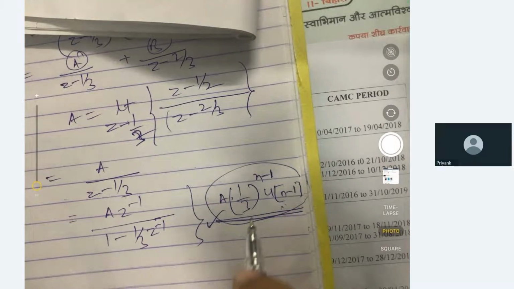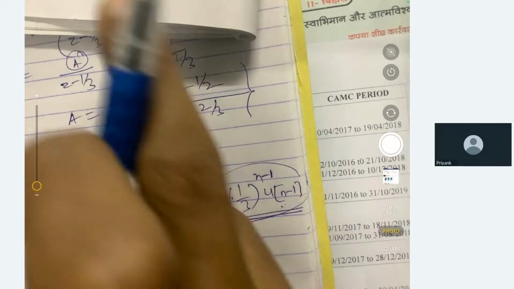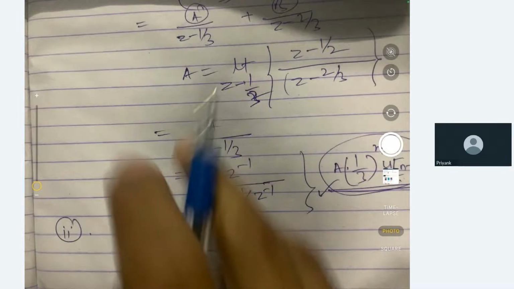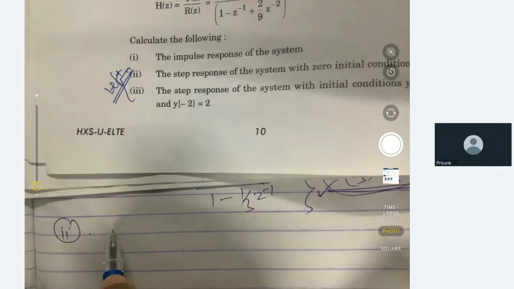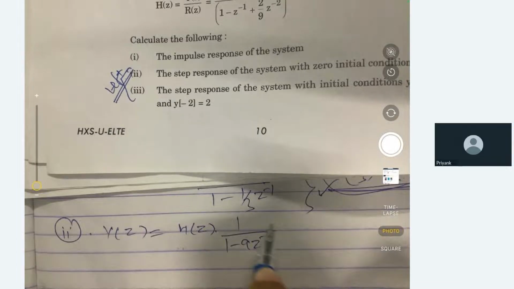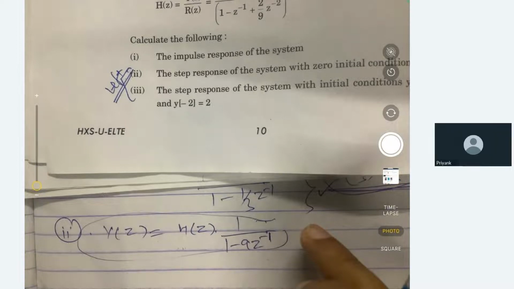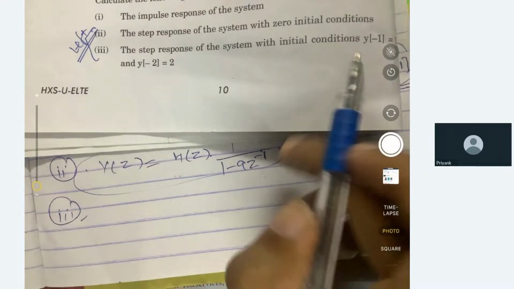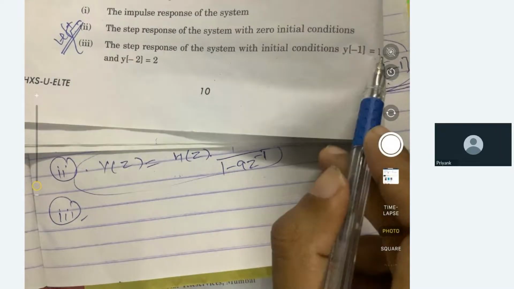Okay, so this is coming like this, and similarly, the other part is also coming like this. And the second part of this question is now saying to find out the step response. So what we require to do is Y(z) is equal to H(z) into 1 upon 1 minus Z inverse. And this is becoming even more difficult to do by partial fraction, because we will then require three terms. The third part is like they are asking us to find the step response with initial condition y of minus 1 is equal to 1, y of minus 2 is equal to 2.